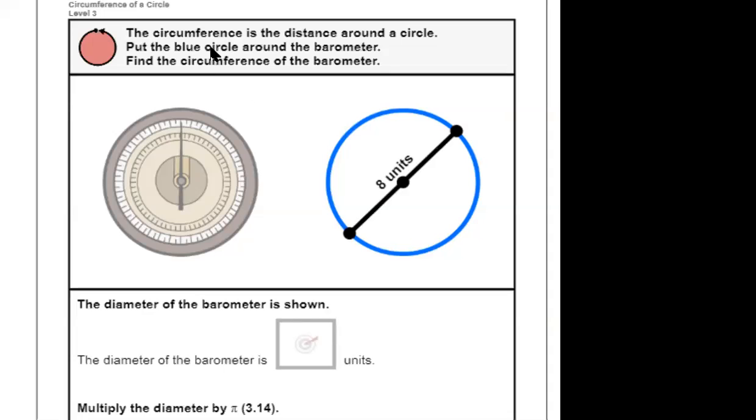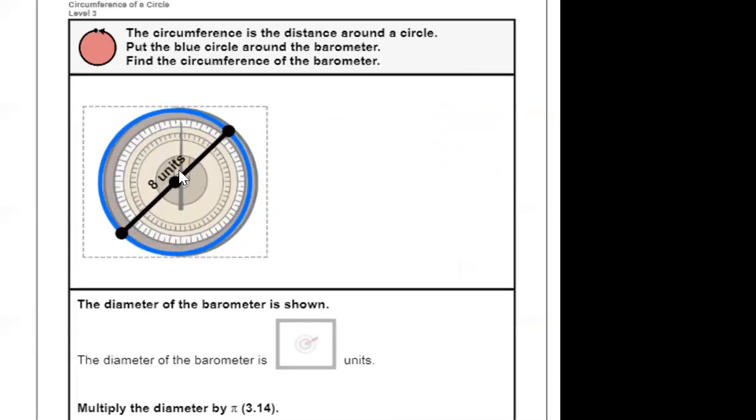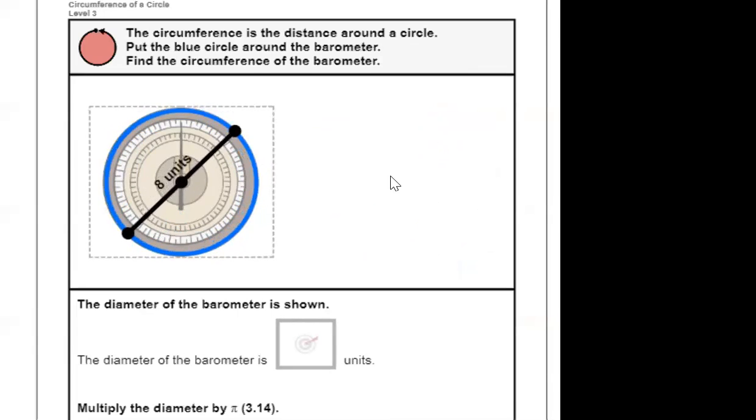All right. So the circumference is the distance around the circle. So put the blue circle around the barometer. We're going to put that here because we're looking at circumference, which is the distance around or inside the circle. Around or inside? Around. Very good. And you used your buzzer.